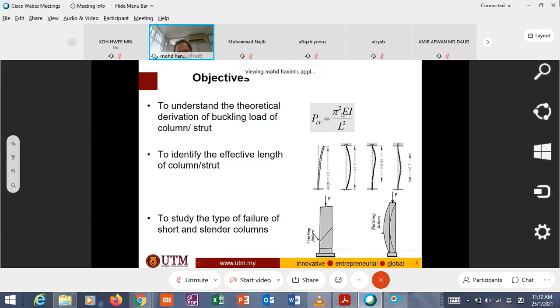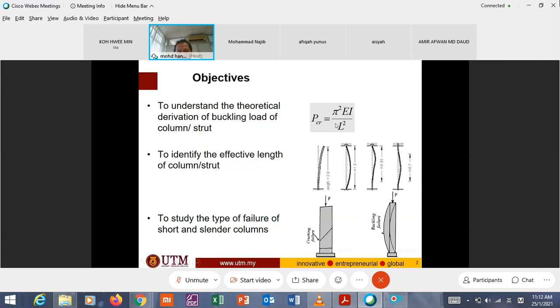So the formula is this one, but we will go into detail later to identify the effective length of column or stud, and to study the type of failure of short and slender column. We will have 2 types of column: short column and slender column. In beam, we don't have different types of beam. What we have is only the different type of support. In column, we have different type of support, different type of restraint, different type of column length.